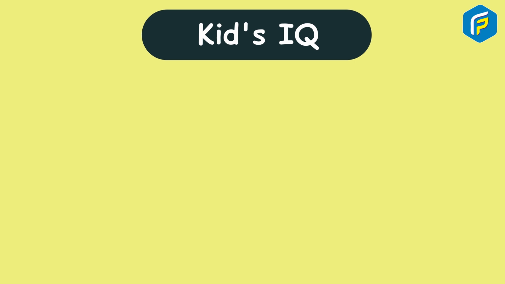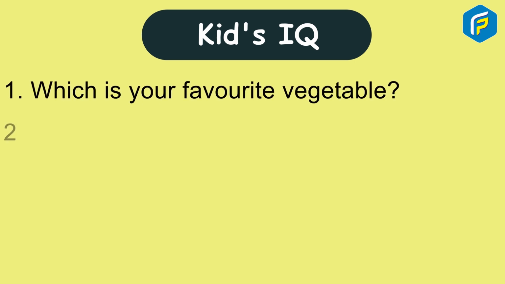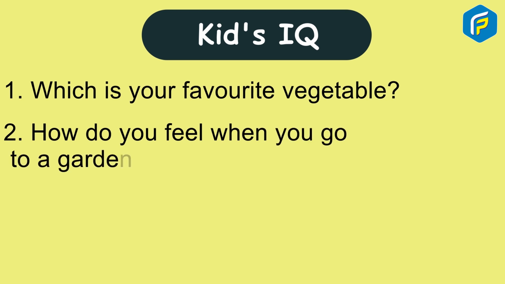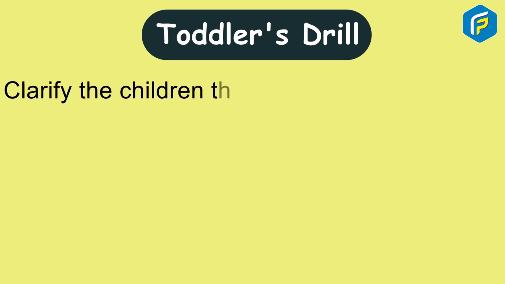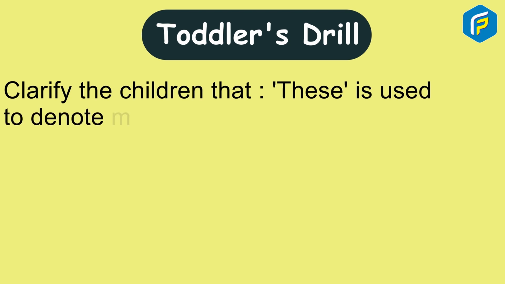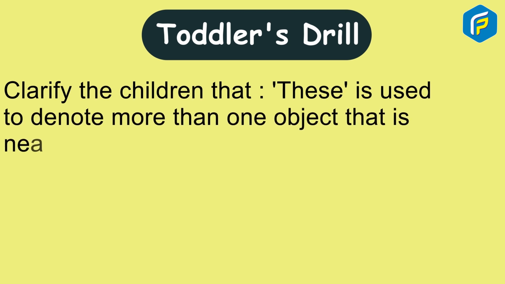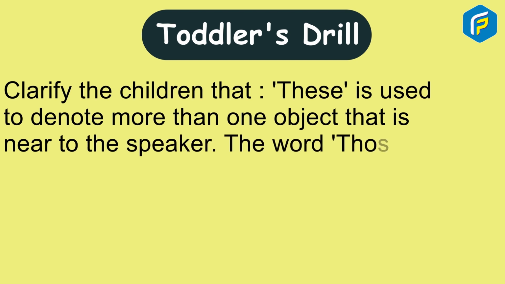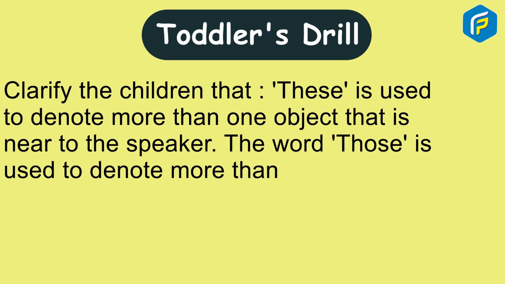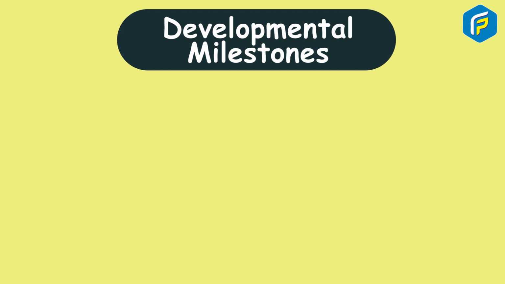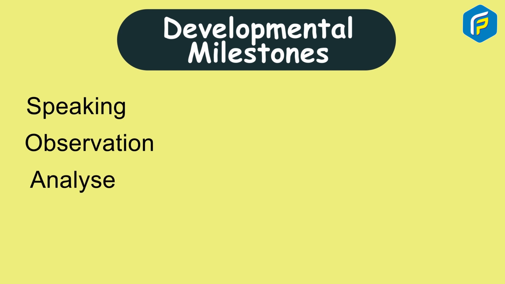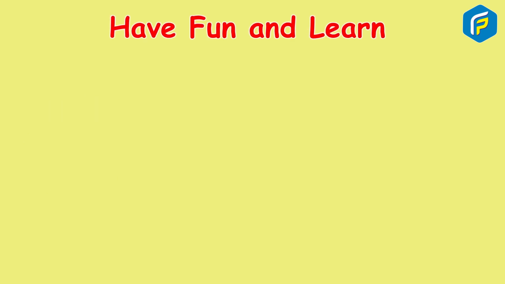These are my toffees. Those are my chocolates. Kids IQ. Which is your favorite vegetable? How do you feel when you go to a garden? Toddler's drill. Clarify to the children that these is used to denote more than one object that is near to the speaker. The word those is used to denote more than one object that is far away from the speaker. Developmental milestones: speaking, observation, analyze. Have fun and learn.